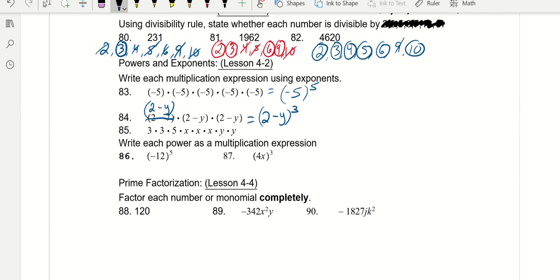Number 85, let me change colors for 85 so it doesn't blend in too much. All right, write using exponents. 3 times 3, that is 3 to the power of 2. Multiplied by, I'm okay with you writing 5 or 5 to the power of 1, either way. Multiplied by x to the power of 1, 2, 3, x to the power of 3. Multiplied by y to the power of 2.